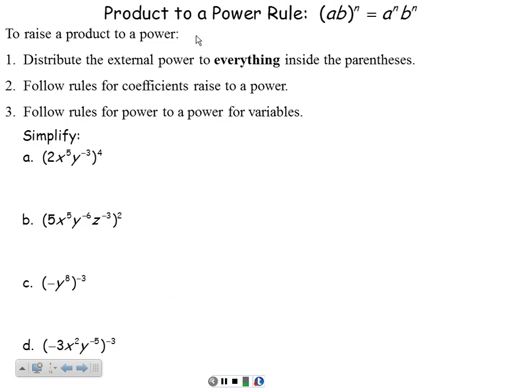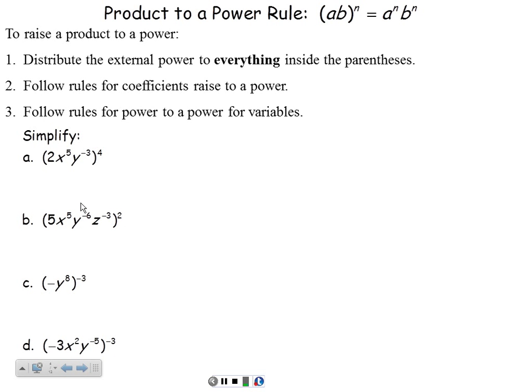And then another one we're going to have is the product to a power rule. So what that means is on the inside, you're multiplying things. You have multiple things that you're multiplying, and all of it's going to be raised to an external exponent. Well, when that happens, you're going to take each factor, and each factor gets that exponent. So, to raise a product to a power, number 1, distribute the external power to everything inside the parentheses, and then follow your rules for coefficients raised to a power, and then follow rules for power to a power for variables.